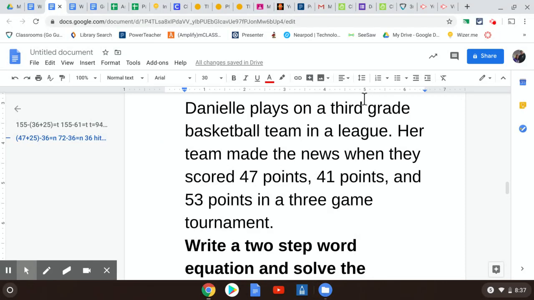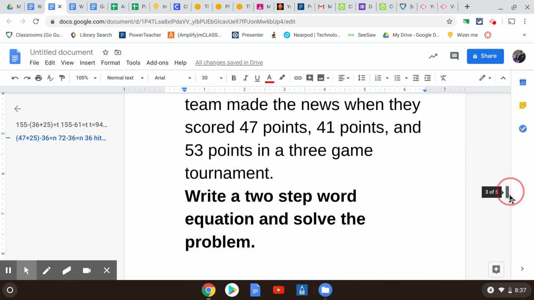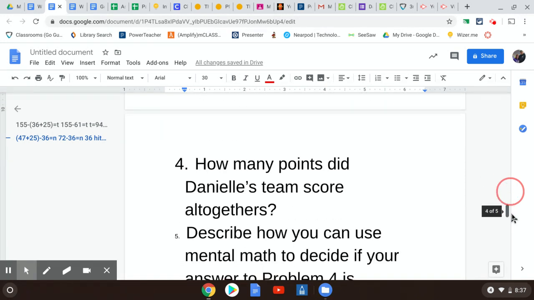Here is the second part of our lesson today. So the story reads, Danielle plays on a third grade basketball team in a league. Her team made the news when they scored 47 points, 41 points, and 53 points in a 3-game tournament. So then our instructions say write a 2-step word equation and solve the problem.